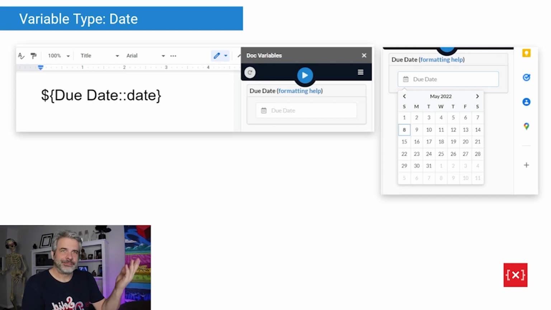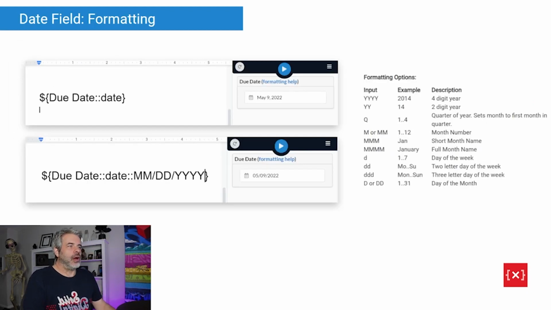I can go through it if you want me to, but pretty self-explanatory. Let's just move on. Oh, yeah. Before we move on, you can have different formats throughout the document. This is the formatting options that are there. I'm not going to go through them all. Whenever you generate the field, it has a little formatting help button that will link you to the documentation so that you can set it up however you want.